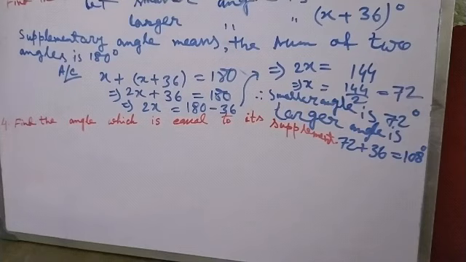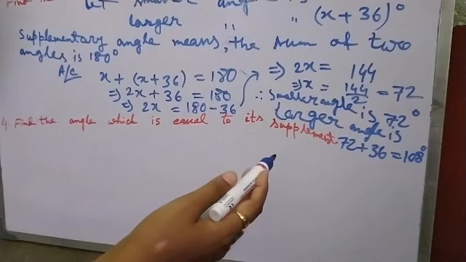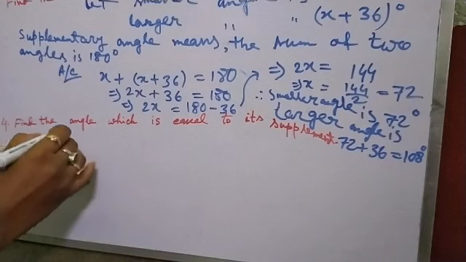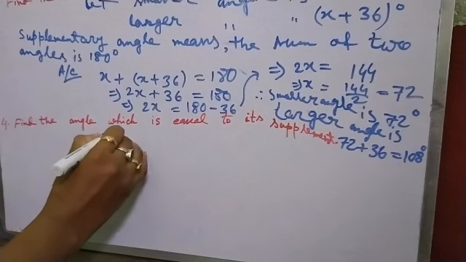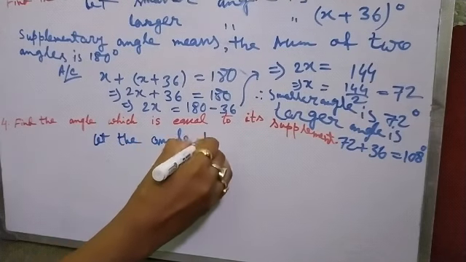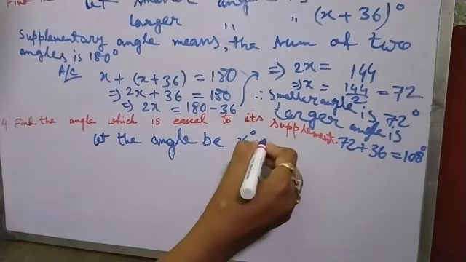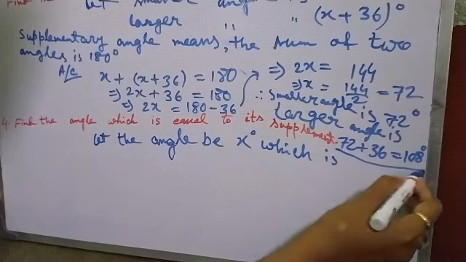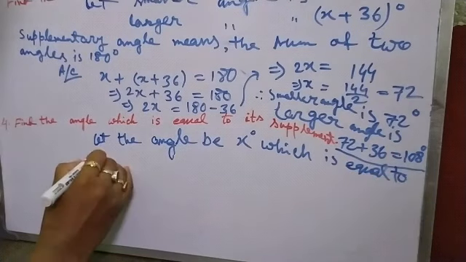Next, coming to question number 4. Find the angle which is equal to its supplement. Supplement means, as I told, the sum of two angles is 180 degree. So find the angle which is equal to its supplement. That means let the angle be x, which is equal to its supplement.